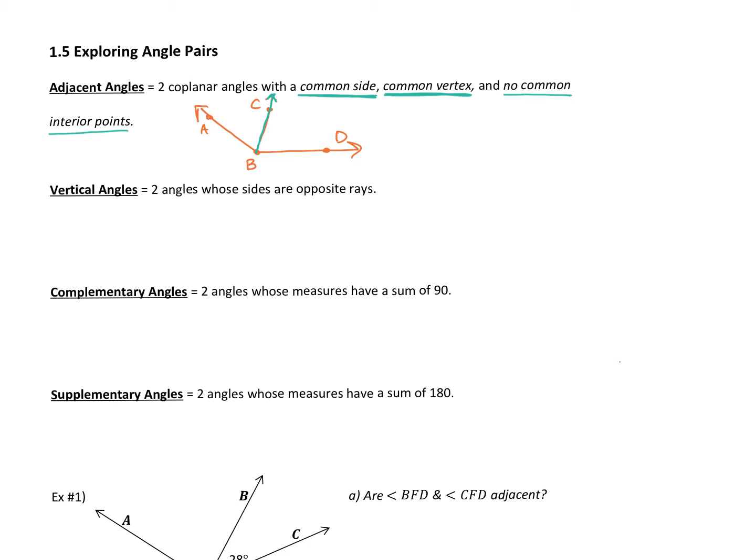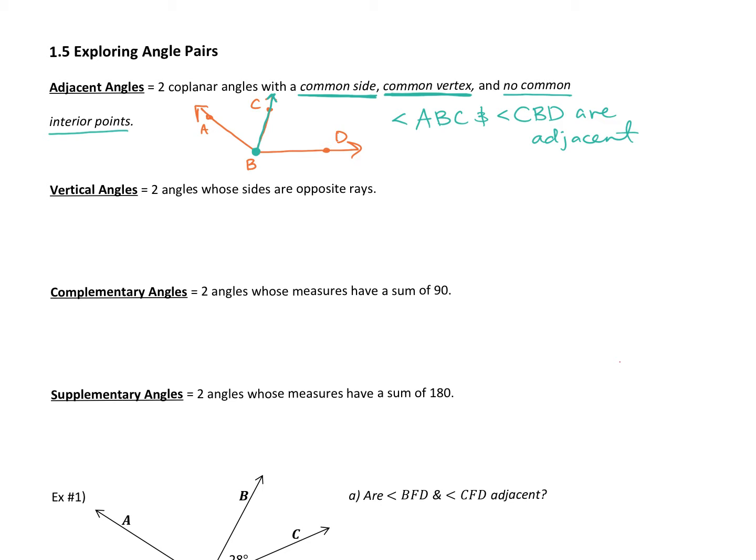So their common side would be ray CB, right? Their common vertex would be point B, and then no common interior point. So nothing here the same as over here, right? Nothing else is shared about the two angles. So we would say angle ABC and angle CBD are adjacent. Okay? Any questions on what would make adjacent angles?